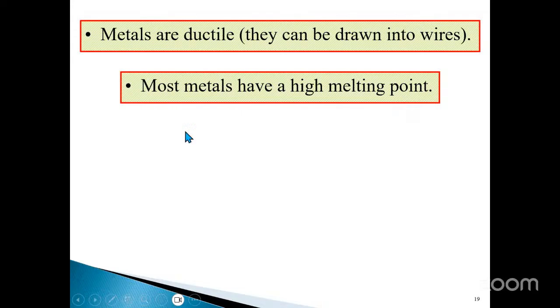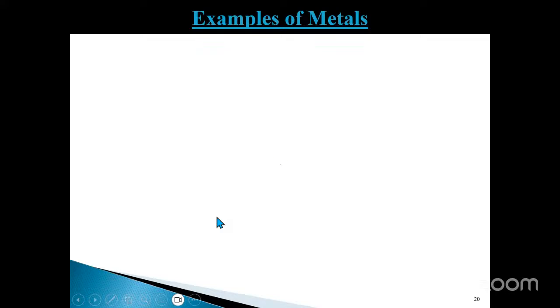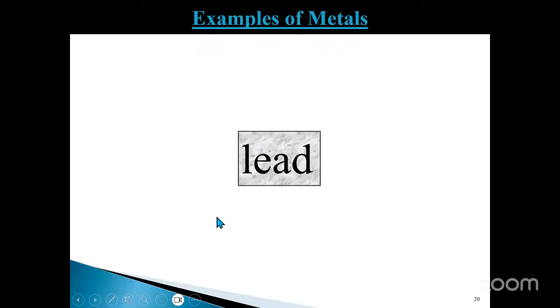In fact, I would say all of them. I can't think of any, well, no, actually gallium, I think, is one metal. Its melting point is relatively low, because if I remember correctly, if you have a piece of gallium in your hand, which I would recommend that you do, it will melt because of the heat coming from your hand. So I think gallium is the only exception to that particular statement. Metals have high densities. That is true for all metals. And some examples of metals would be gold, iron, and lead.